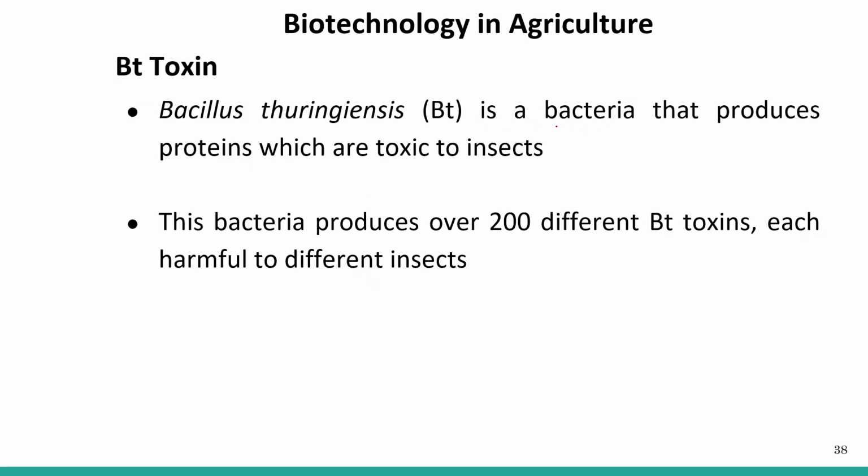Bacillus thuringiensis is a bacteria that produces proteins which are toxic to insects. This bacteria produces over 200 different types of Bt toxin, and each is harmful to different insects. So this particular toxin is very harmful to insects.